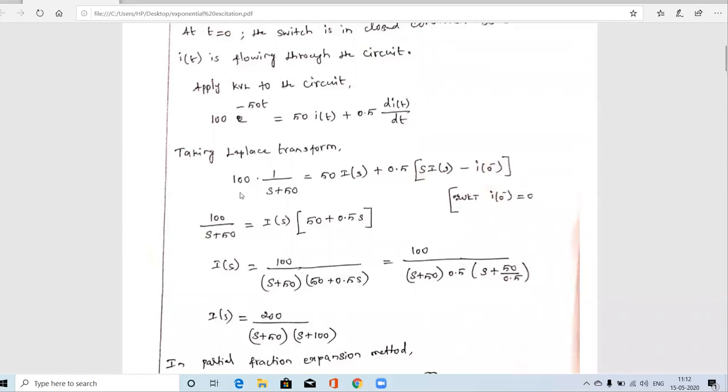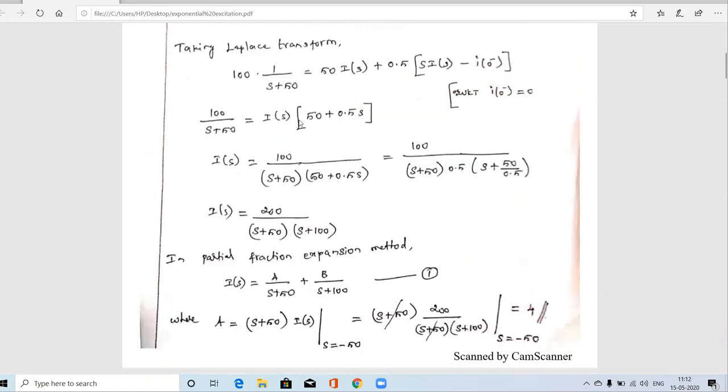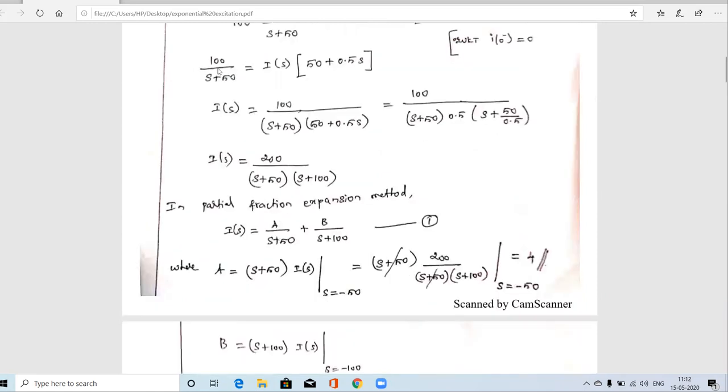Okay. So in the next step, you have 100 divided by s plus 50 equal to, in this term, I of s is common. So you take I of s as a common. So we have to write it as 50 plus 0.5s. Okay. So rearrange this equation. But from this equation, I of s equals 100 by s plus 50 and this one 50 plus 0.5s.